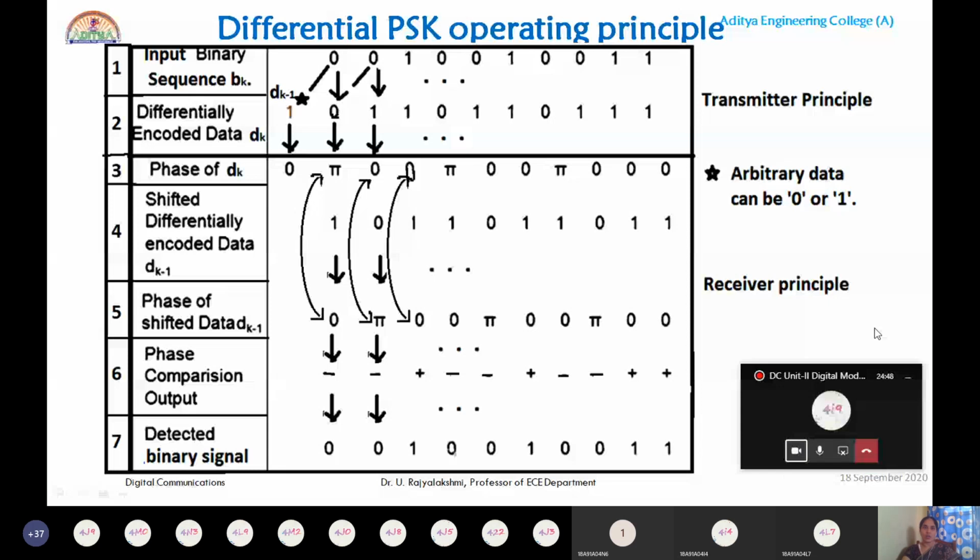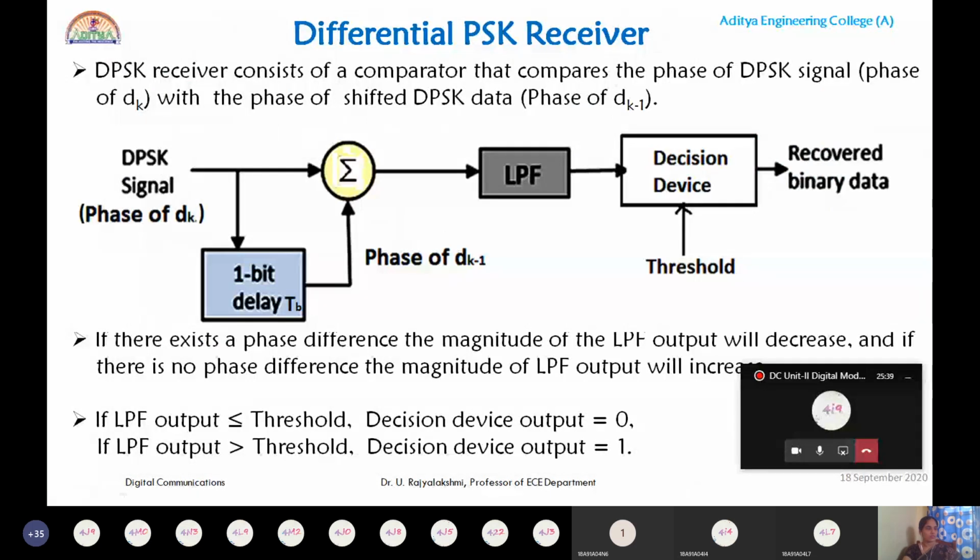Now, actually, I have given homework. I told you to complete the entire transmitter as well as receiver principle by considering arbitrary data. Did you complete? Any one of you, did you complete? You can share your screen if any student completed that work. Okay, I will check the homework during the last 10 minutes.